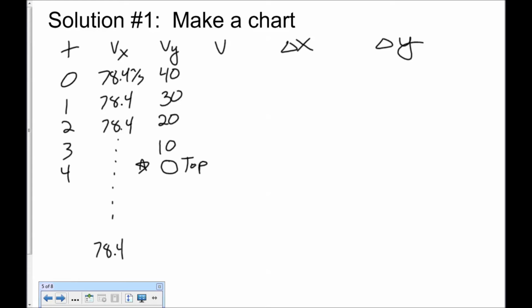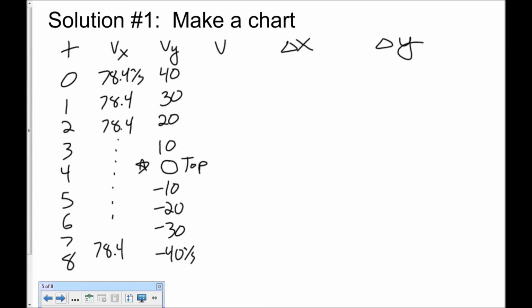All right, so we need to keep going then. If it took 4 seconds to go up, it's going to take 4 more to come down. So now it's coming down at 10, now it's coming down at 20, 30, and 40 meters a second. Now it's back to where it started.